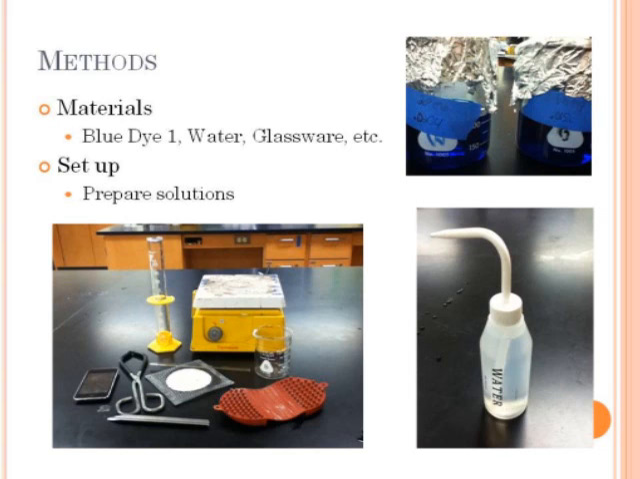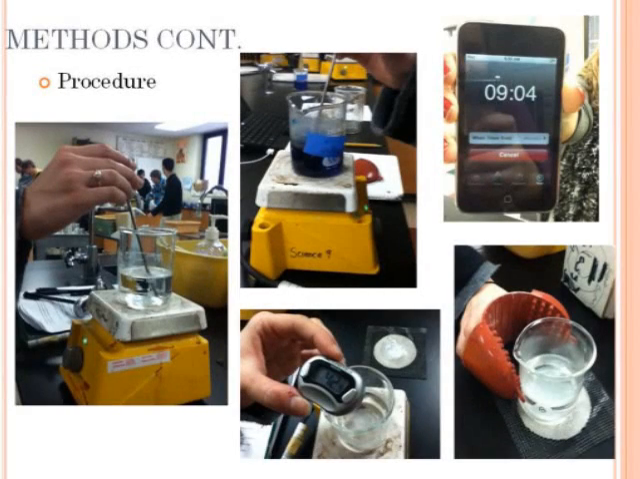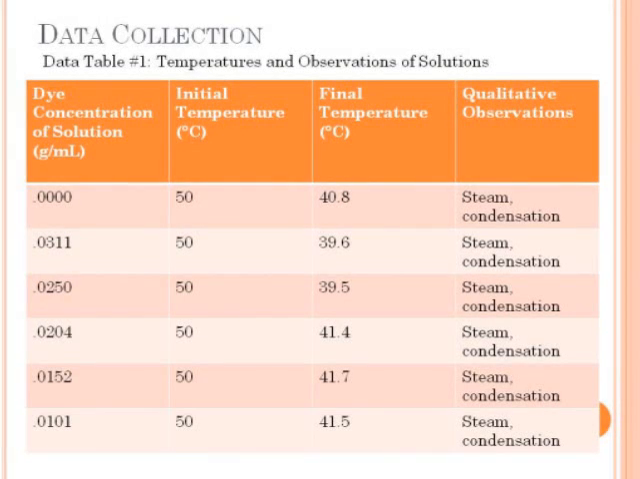Prior to doing the lab, we dissolved and diluted the blue dye 1 solutions to the necessary concentrations. For our procedure, we heated each solution to 50 degrees Celsius using heating plates. Then we removed them from the heating plates and allowed them to cool for 10 minutes, and we recorded the final temperatures. We collected our data in a table titled Temperatures and Observations of Solutions.